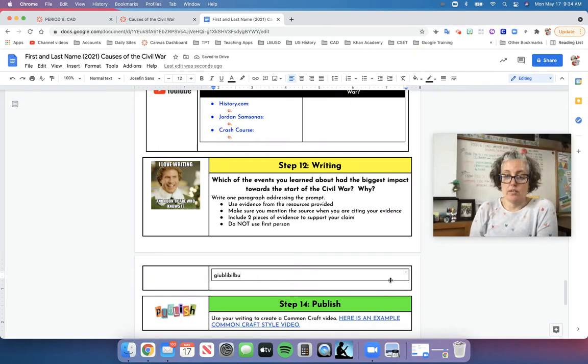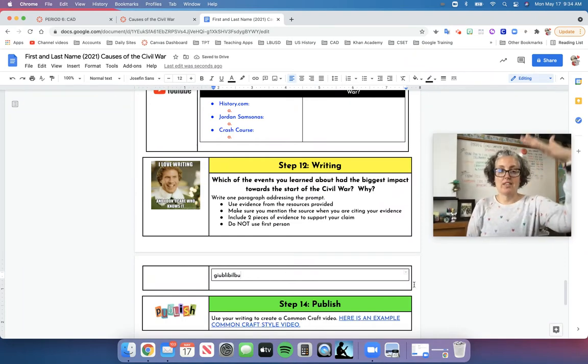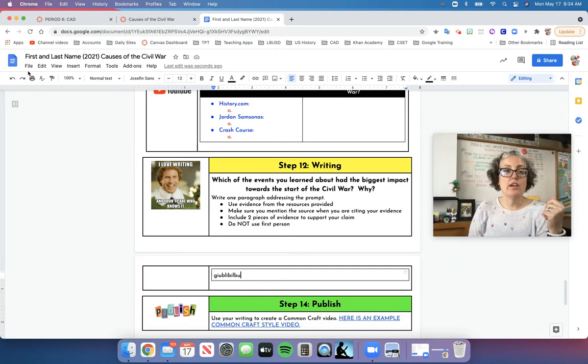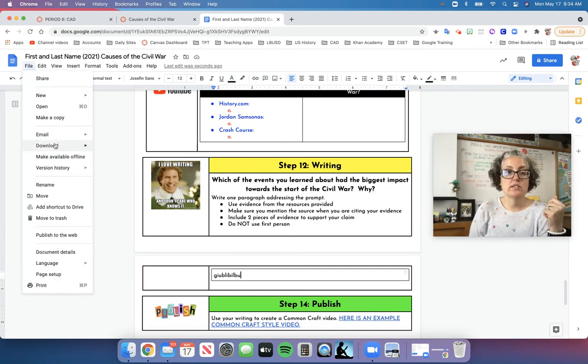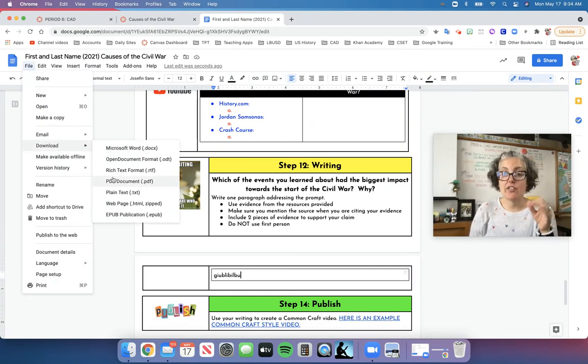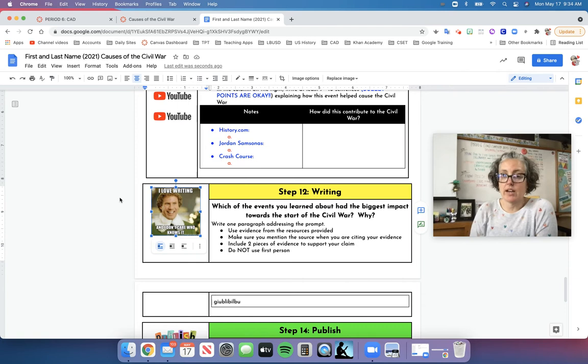Okay. Now, when you are done with this piece, then you will file, download as a PDF and keep that on the back burner because that's what you're going to be submitting to me. One of the things that you're going to be submitting to me. Okay. So again, when you're all done with the writing portion of this, you're going to want to download it as a PDF because that's one thing that you're submitting.